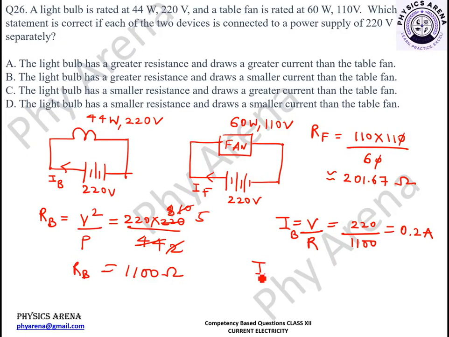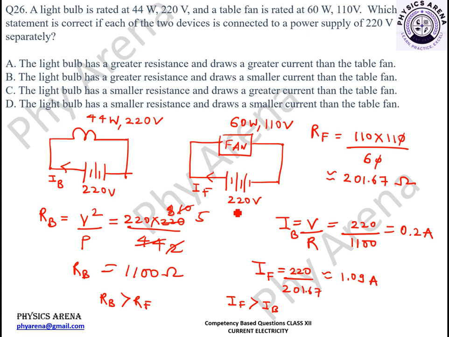Similarly, we can find the current drawn by the fan, that is IF. It will be equal to the voltage across the fan, that is 220, divided by the resistance of the fan, which was 201.67. When we solve it out, it is equal to 1.09 ampere. Now we can see that IF is clearly greater than IB. Also, we can say that RB is greater than RF. The resistance of the bulb is greater than the resistance of the fan.